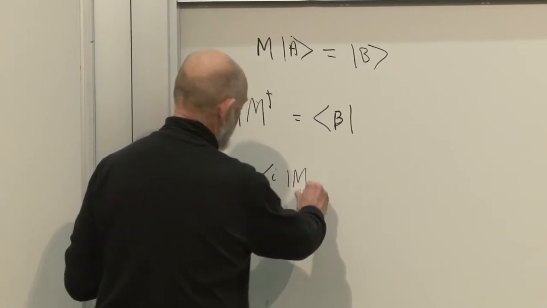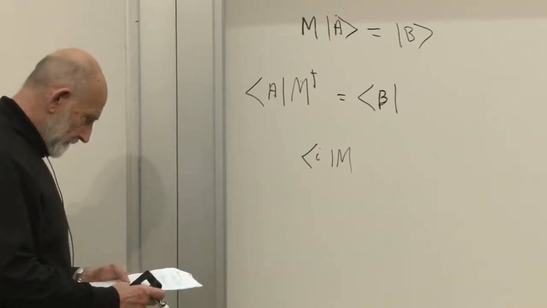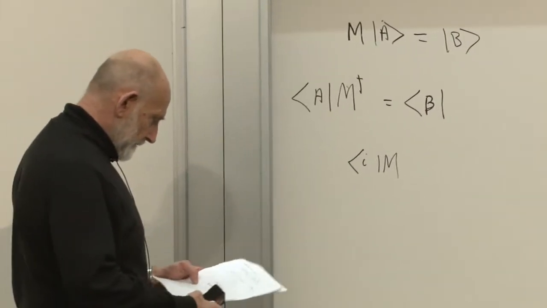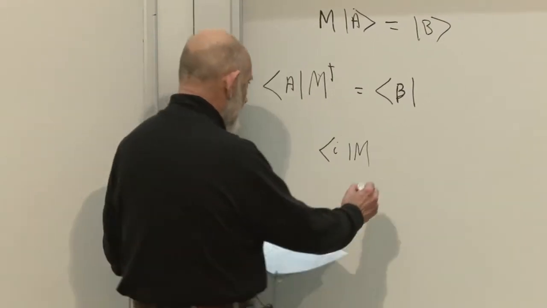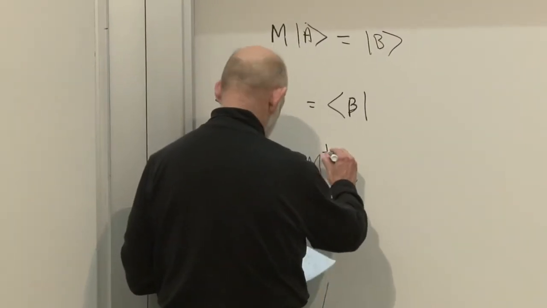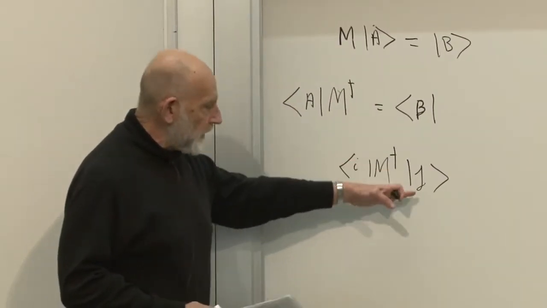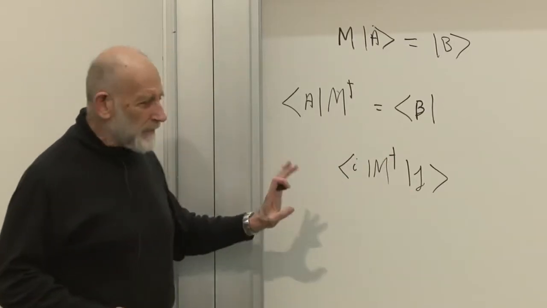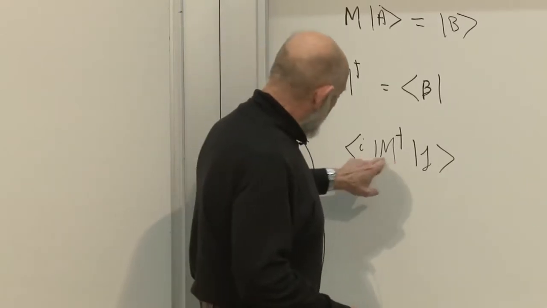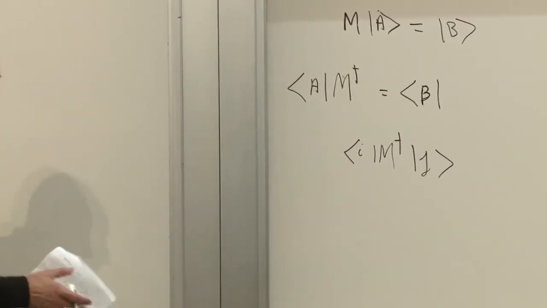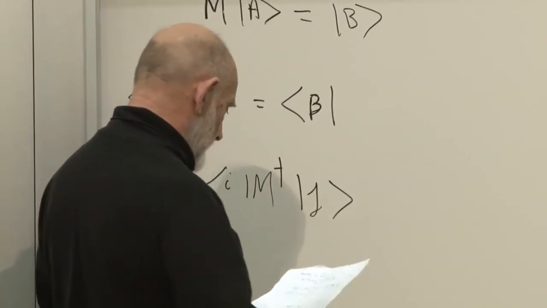I would like to know what the matrix elements, let's see which way I did it. This is what I would call the ijth matrix element of M dagger. I don't know what M dagger is yet. I have a suspicion that it's something to do with complex conjugates. But this is its matrix elements, a concrete set of numbers. Can we find out what they are?